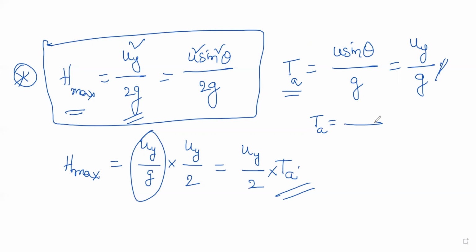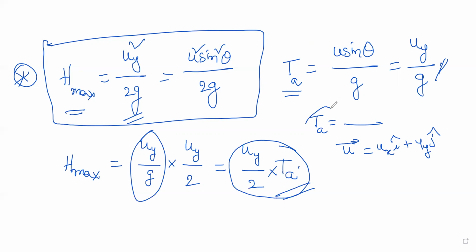If you have the time of ascent given, and if you are given the velocity vector, something like ux i cap plus uy j cap, like this form, and how do you calculate is like this. You don't have to even give this actually. Generally, they don't make the problem. If they want to confuse you, they literally give you this problem. But they don't need to give you this. If they give you the velocity vector, that is more than sufficient. That will help you to solve the problem.